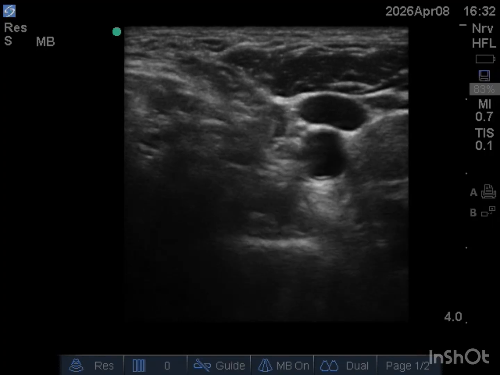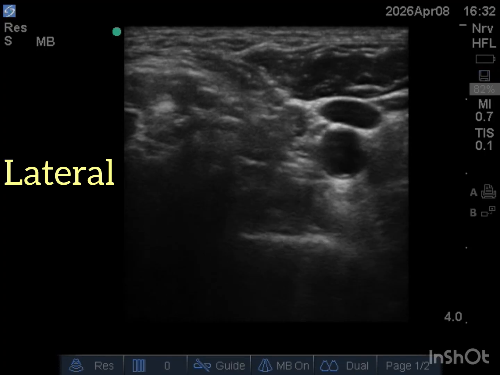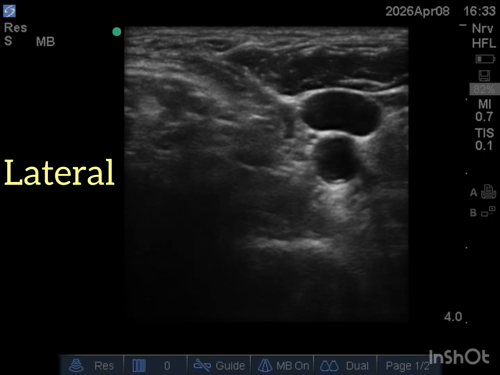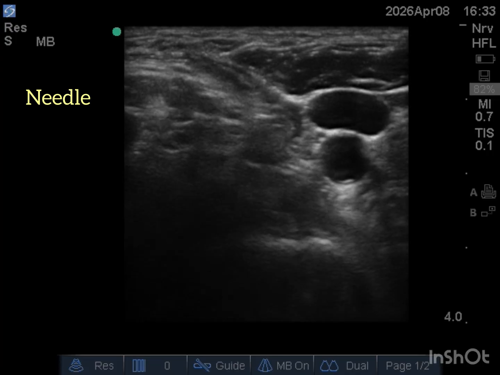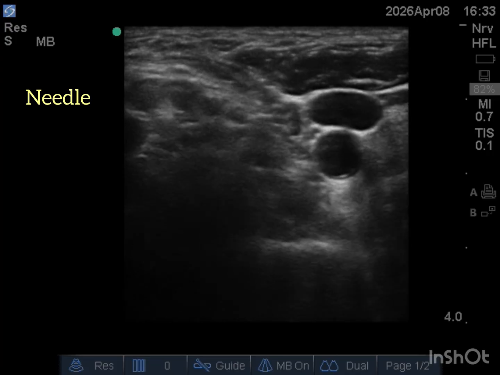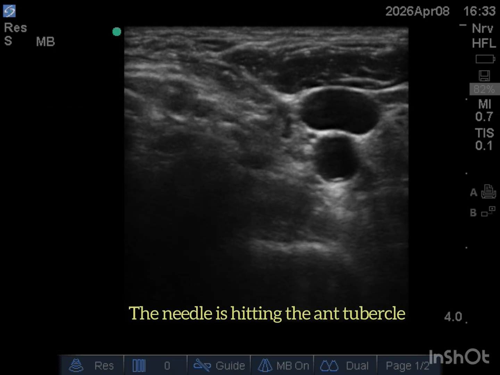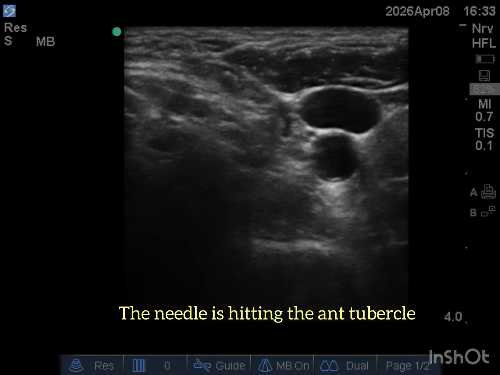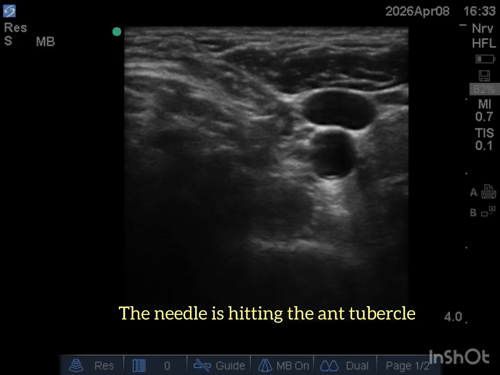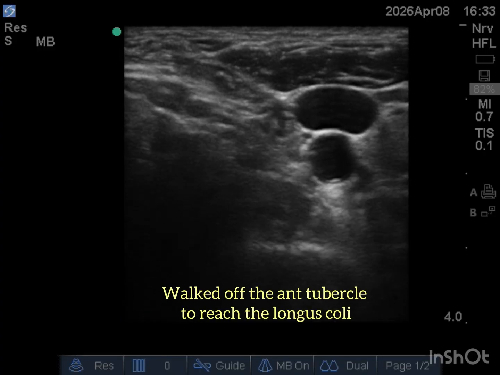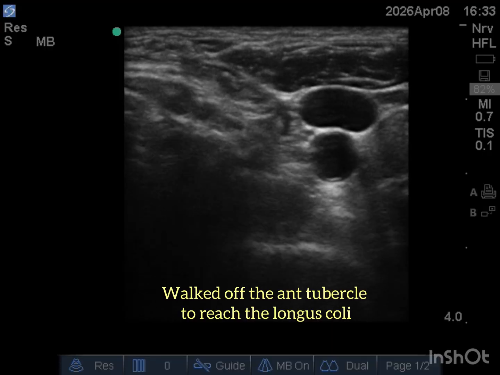Once the target is identified, the probe should be adjusted such that the lateral end of the probe just overlies the ultrasound image of the anterior tubercle and not the corresponding foramen. If the needle hits the anterior tubercle of C6 transverse process, you have to walk off the anterior tubercle to reach the plane between the longus coli and the longus capitis muscle.